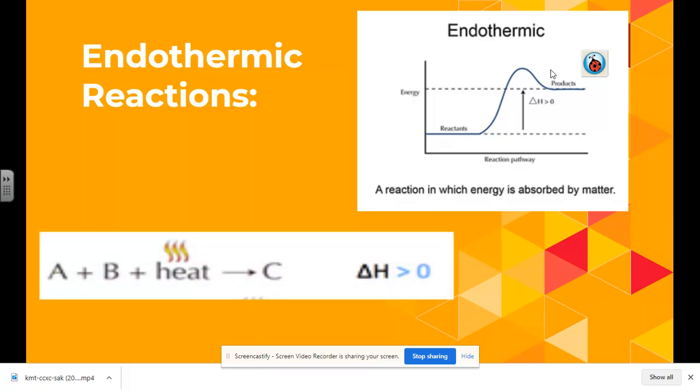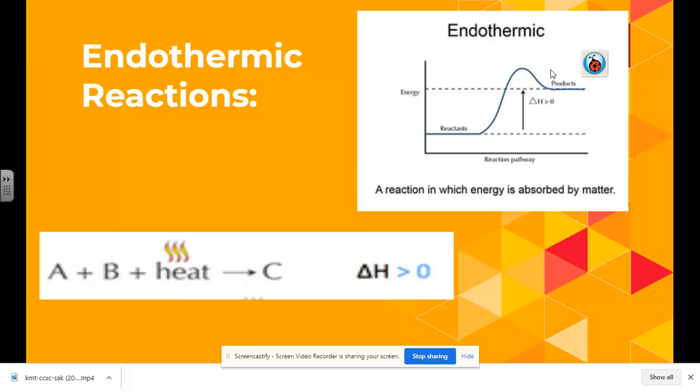With endothermic reactions, basically, if you have heat on the left side of the arrow, so heat is taken in as one of the reactants, we're going to call that an endothermic reaction. Heat is taken in. You would see it on the reactant side.